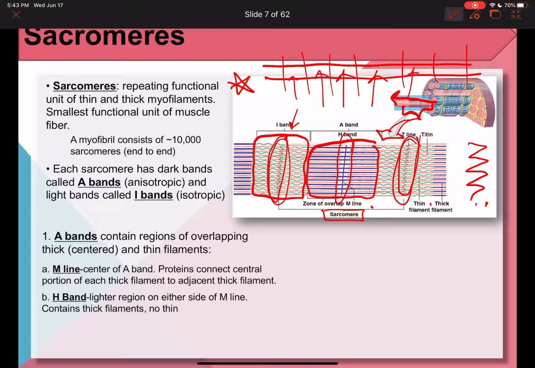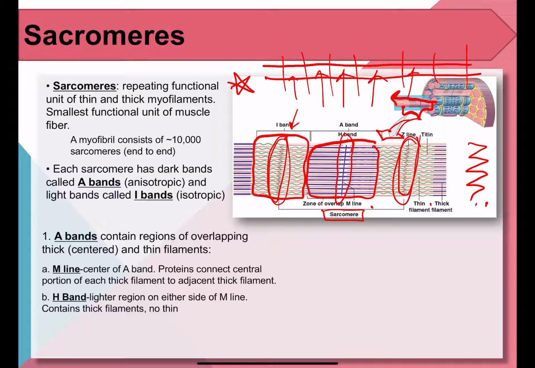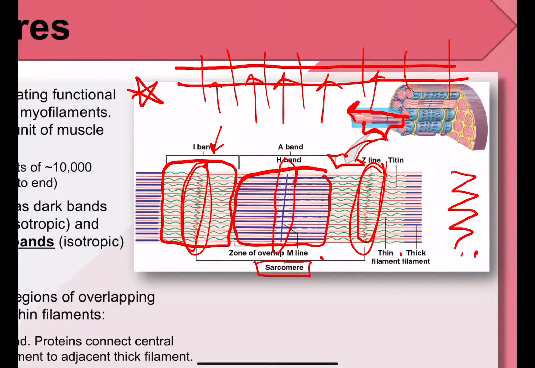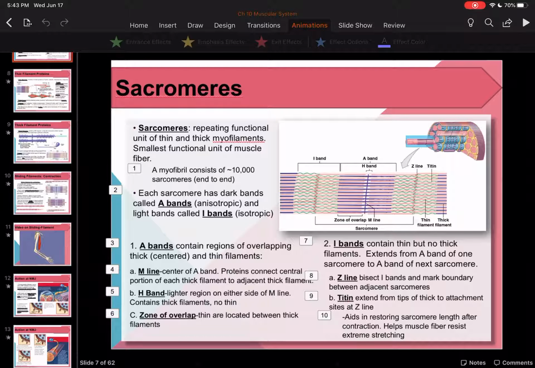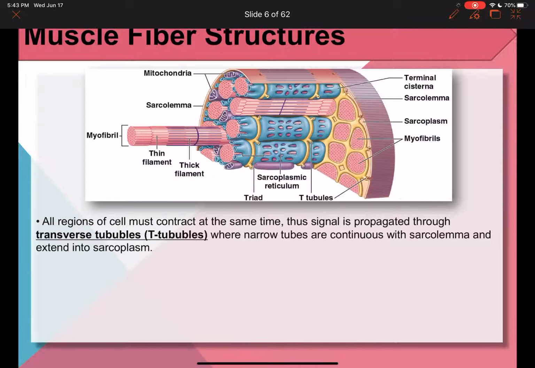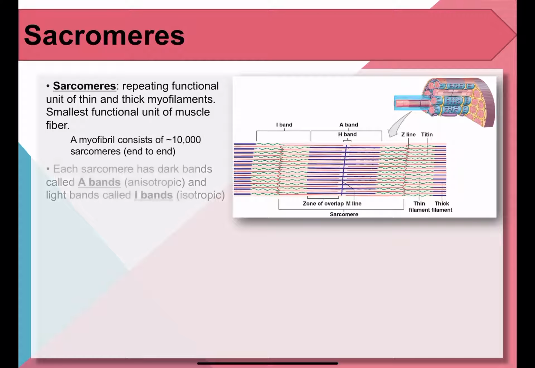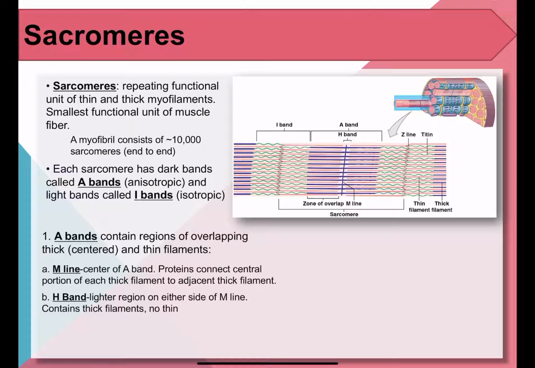The H band is the lighter region within that, right directly next to the M line, that has no thin filament. Okay, I was saying that there are blue and red lines right here within the sarcomere, within the A band. Excuse me. Okay, so let me go back to this. Okay, so the H band is this region right here that has no red line as you're seeing it, okay? Here there is a red line, there is a blue line, okay?